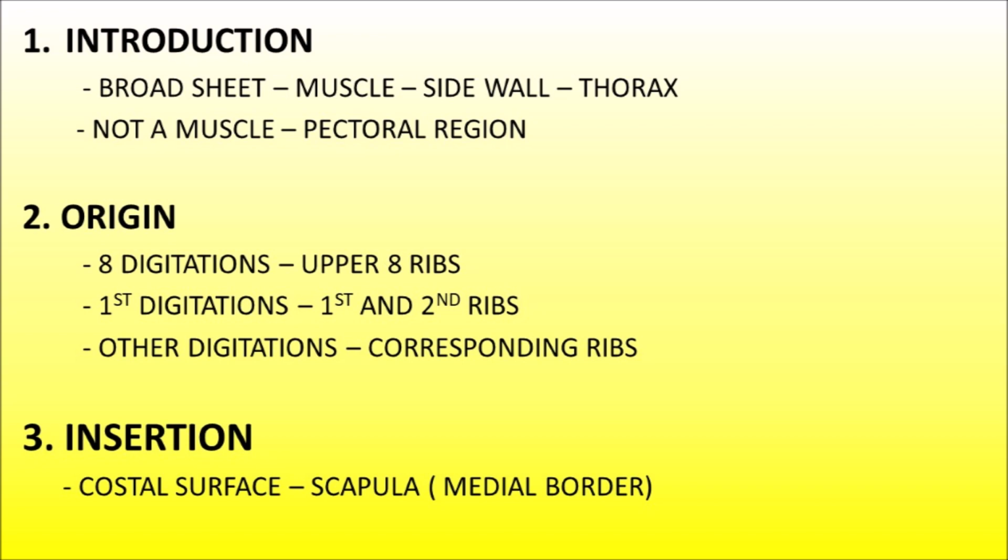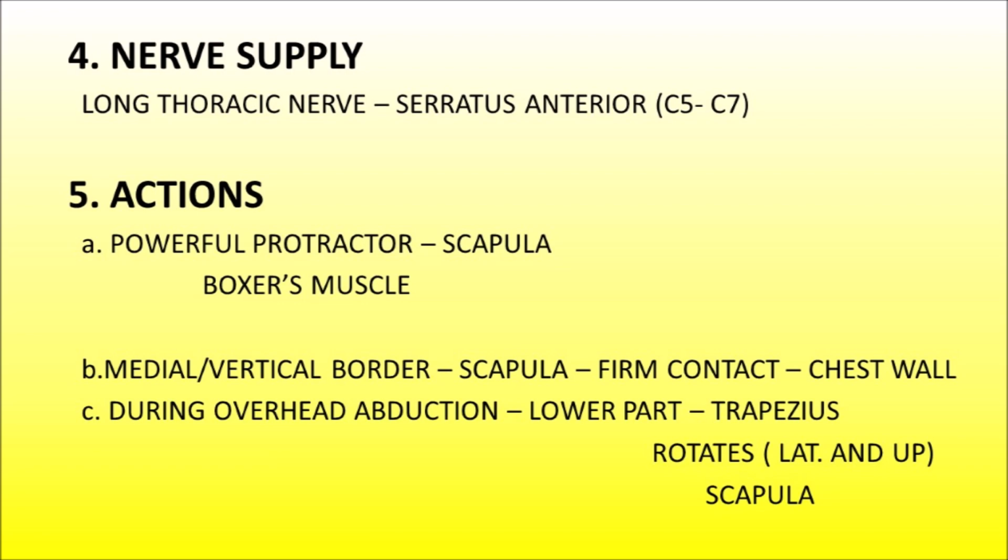It is inserted into the costal surface of the scapula along its medial border. That is, the first 2 digitations are inserted into the superior angle, the next 2 into the medial border, and the last 4 or 5 digitations into the inferior angle of the scapula. Serratus anterior is supplied by the long thoracic nerve C5 to C7.